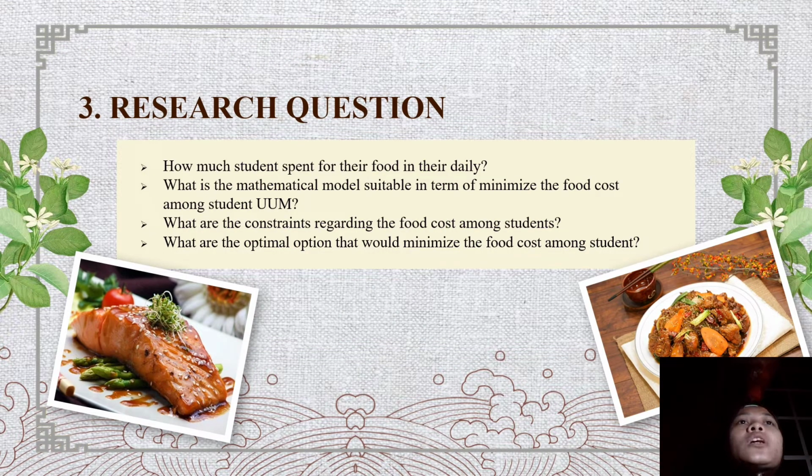Research questions. First, how much do students spend for their food daily? Second, what is the suitable mathematical model in terms of minimizing the food cost among students of Universiti Utara Malaysia? Third, what are the constraints regarding the food cost among students? Fourth, what are the optimal options that would minimize the food cost among students?